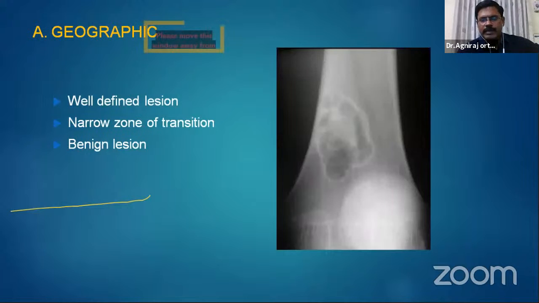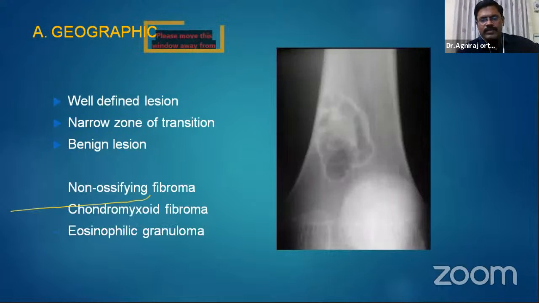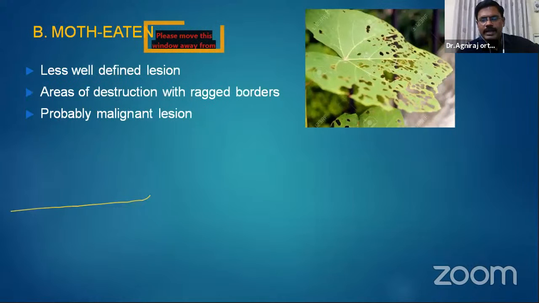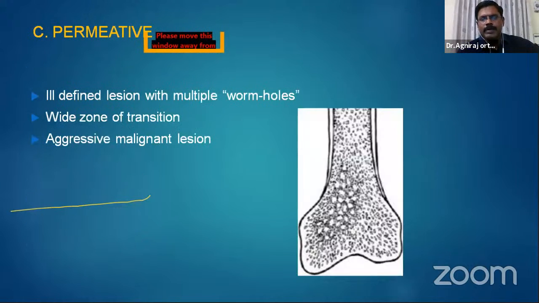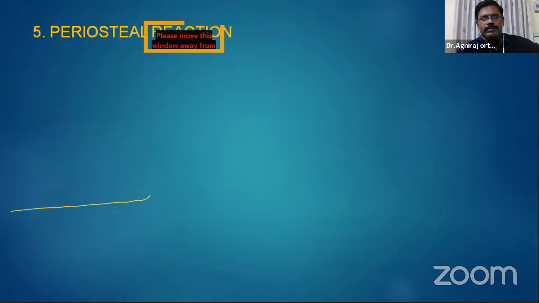So this is an example of a geographic lesion, non-ossifying fibroma. Moth-eaten example, Ewing sarcoma. Permeative example, Ewing sarcoma. So if it is permeative, it denotes more malignant. If it is geographic, it can be a benign tumor. Moth-eaten is an aggressive bone tumor.